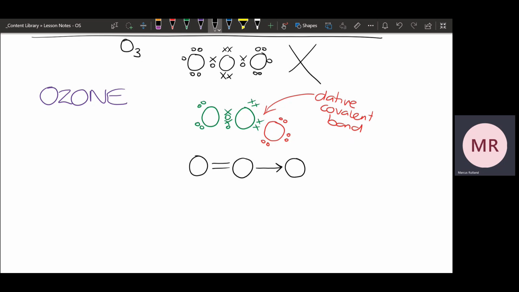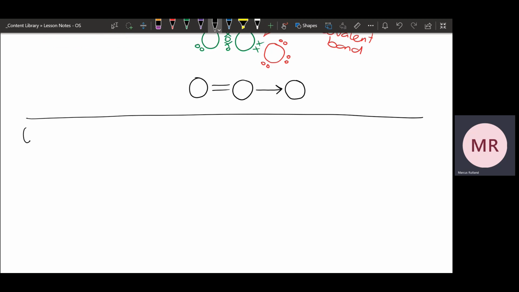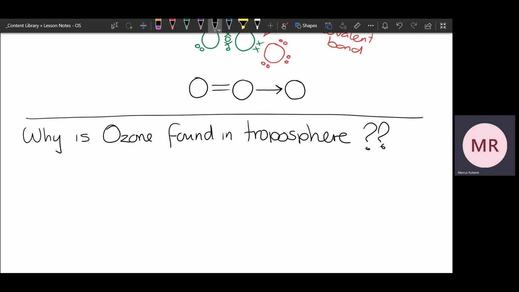Right. You then need to be able to discuss reasons for the presence of ozone in the atmosphere. So why is ozone found in the troposphere? Okay, so here's a moment to revise quickly. Turn your mind back to the developing fuels topic. Pause the video. Can you remember at all why we end up with ozone as part of that polluting process?